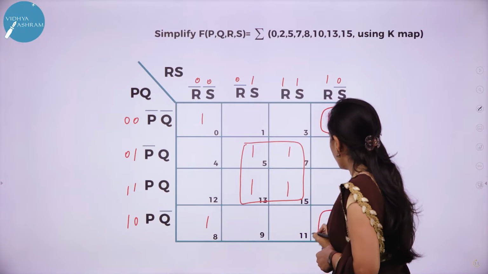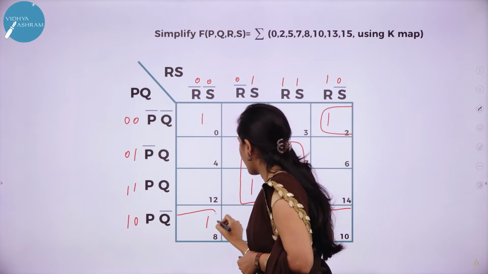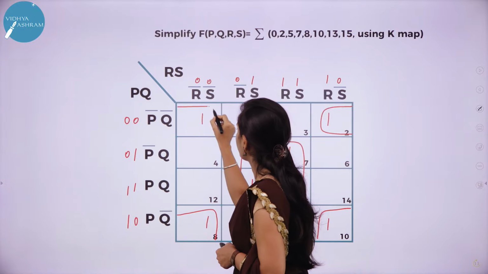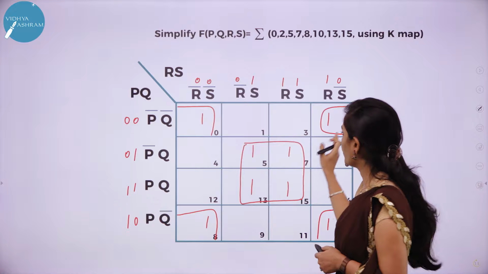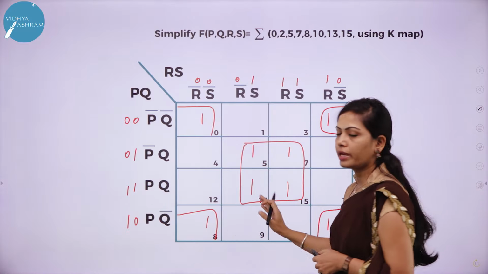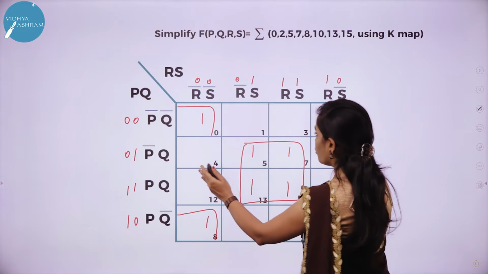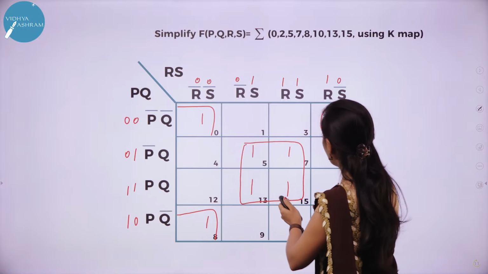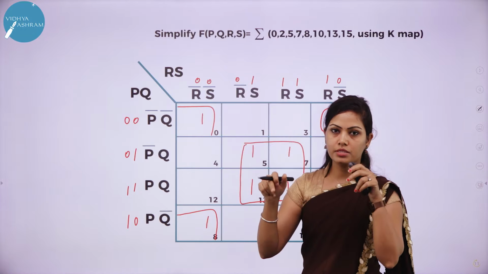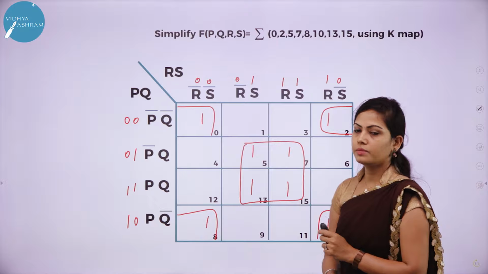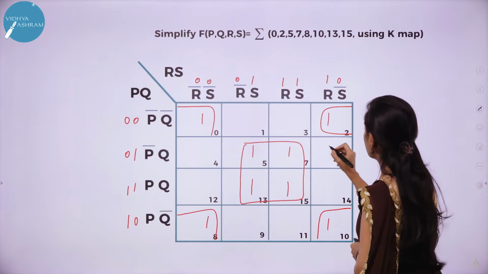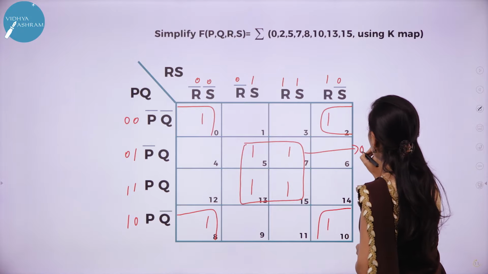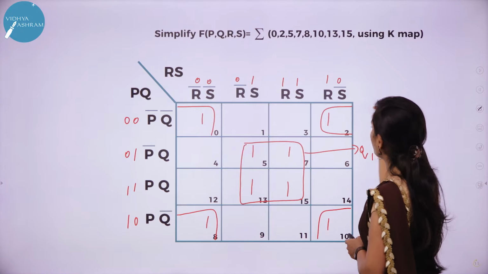Here, these are corner ones. Corner adjacents, we have 4 ones. You can make one quad. If you are folding this, you will get 4 ones in corners. So you can make one quad. So here we have 2 quads. This is quad 1 and these are quad 2.